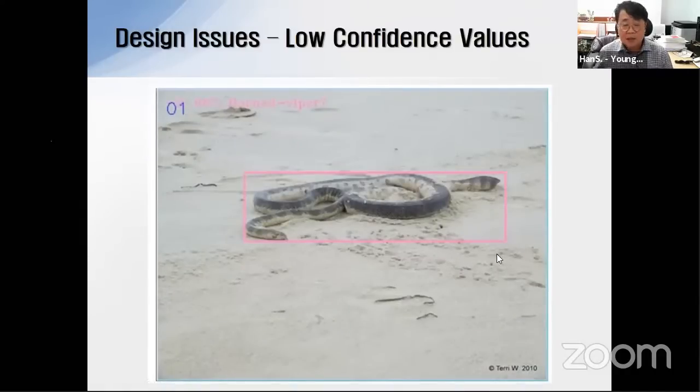The issue is that your system finds the proper bounding box and classifies this one, but it has a low confidence. Then you can find the correct location, but the confidence is low. Then you need to discard it. Otherwise, you can misclassify or something like that. So you need to consider how to deal with the low confidence value. Last one.